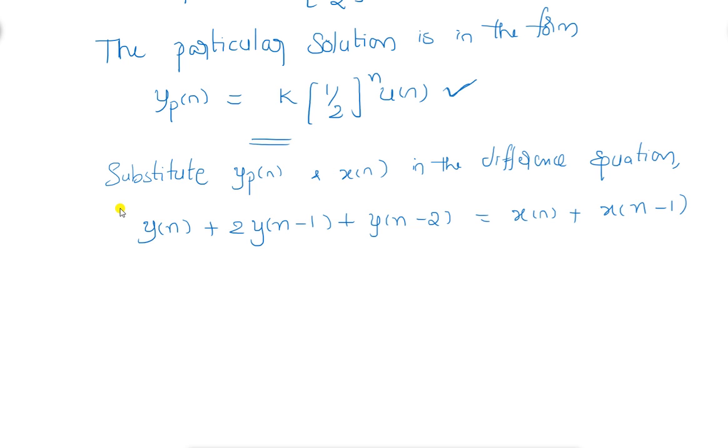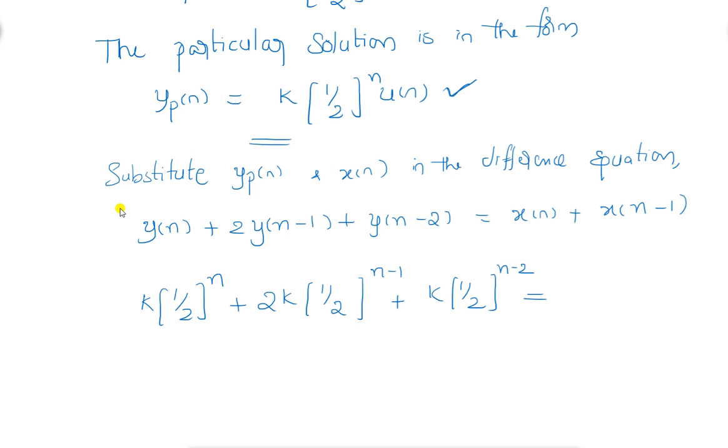What is our y particular solution? This is k into 1 by 2 whole to the power of n plus 2 into k into 1 by 2 whole to the power of n minus 1 plus k into 1 by 2 whole to the power of n minus 2, because of the form. What is our x of n? x of n is already defined as 1 by 2 whole to the power of n, so we need not consider k. This is one more important step.